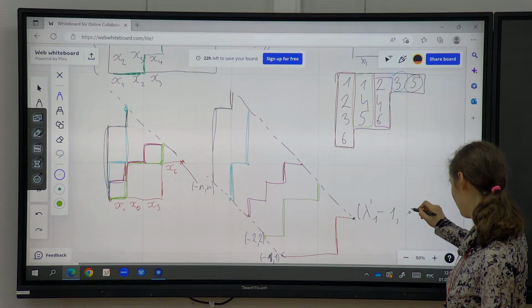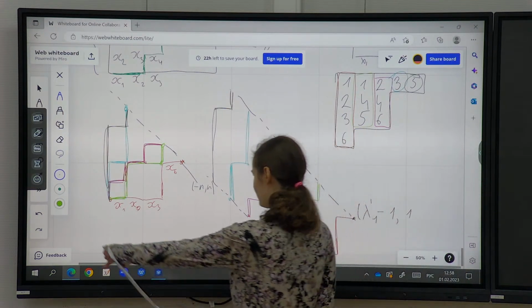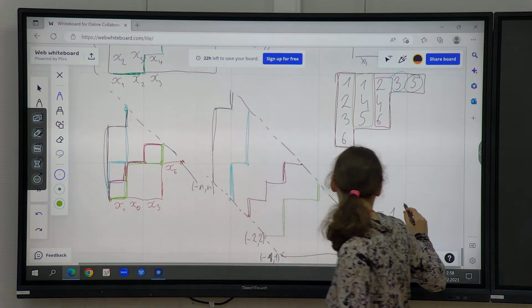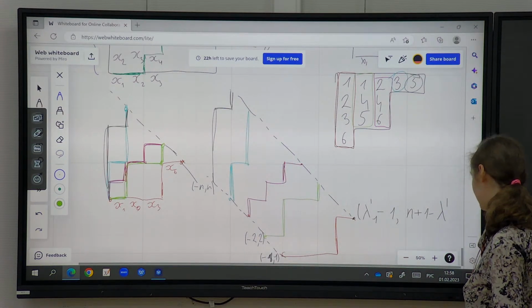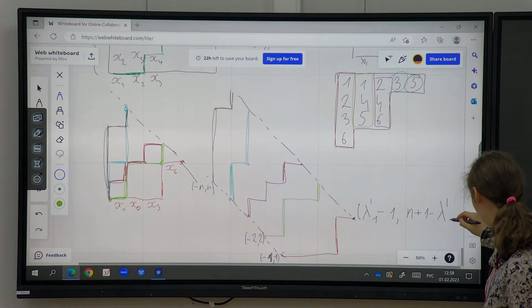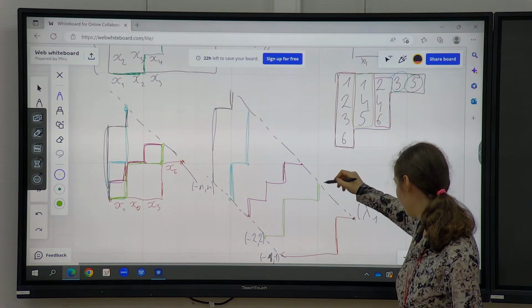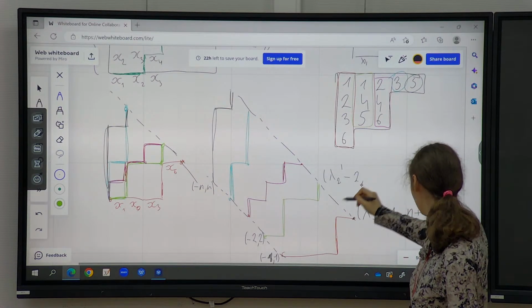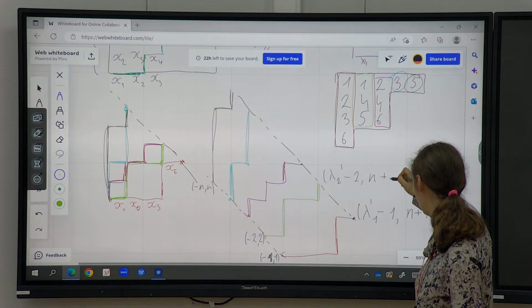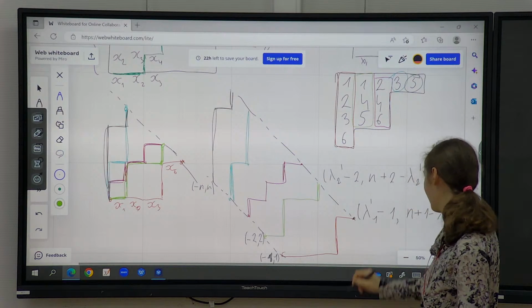And the sum there should be n plus 1 minus lambda 1 prime, and so on. Minus 2 and plus 2 lambda 2 prime.